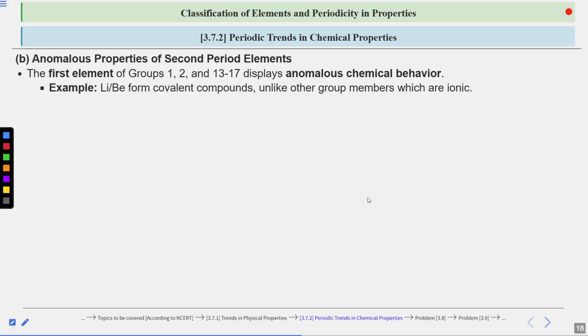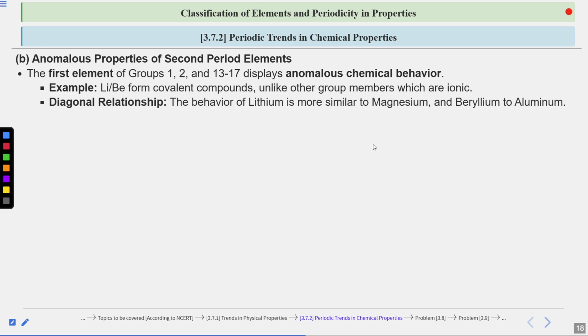For example, we have seen one exception. You know that lithium and beryllium do not form ionic compounds like all other alkali and alkaline earth metals, whereas lithium and beryllium form covalent compounds. We have seen this. Now, this is a direct consequence of the diagonal relationship.